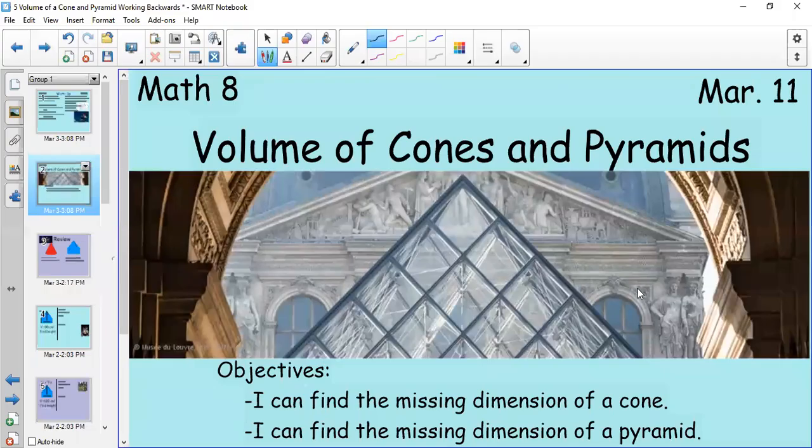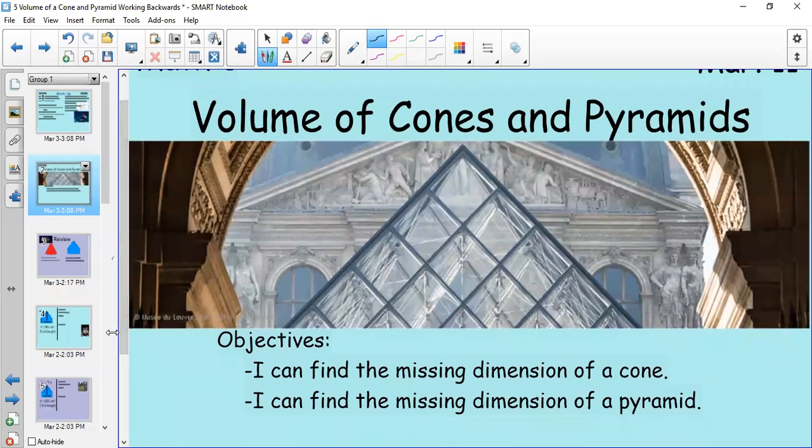Hello everyone, and welcome to today's lesson, which is on volume of cones and pyramids still. We're going to do this a little bit differently today. Rather than finding volume, for most of these problems, I'm going to give you the volume, and you have to work backwards to find a missing dimension. Maybe it's missing the height, maybe it's missing a radius or a side of the square. And so that's going to be today's goal, to be able to find a missing dimension, whether it's a cone or a pyramid.